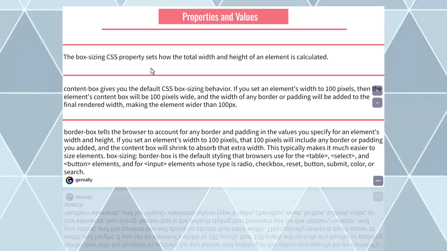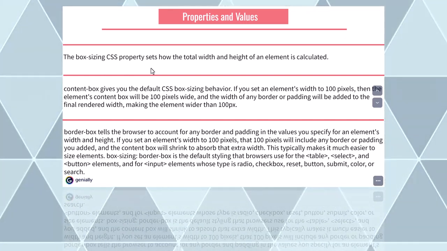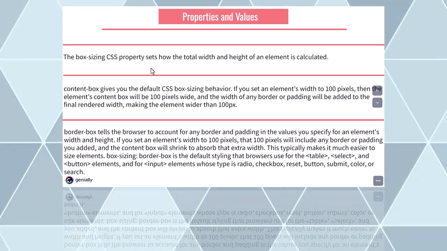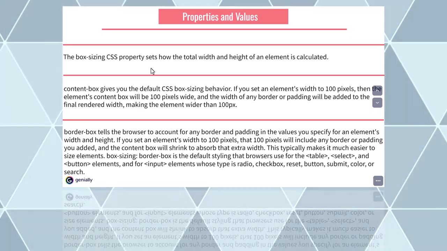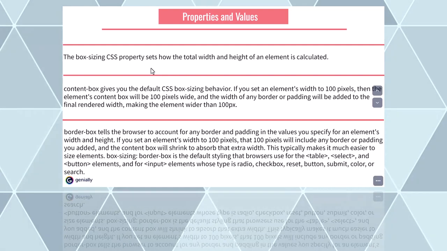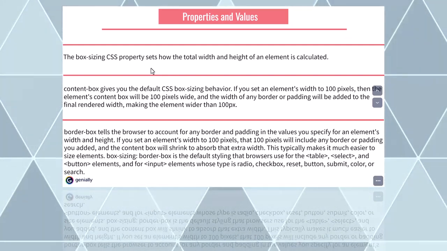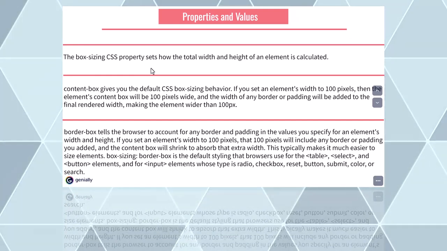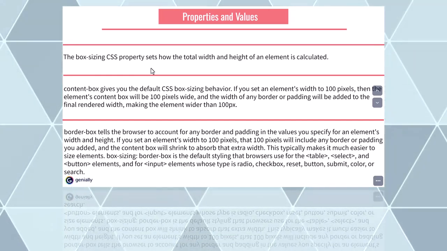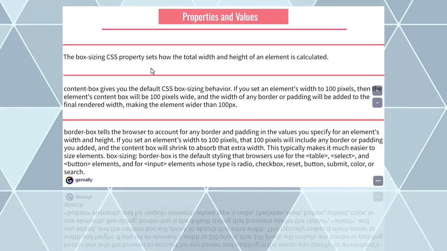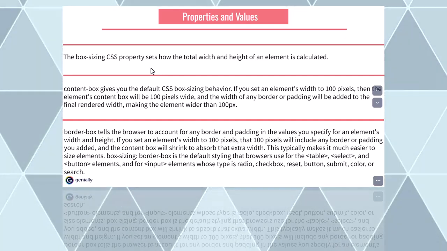Can you quickly go to the browser instead? I want to show the same example. Right click, or you can press Ctrl Shift I in the shortcuts. Scroll down until you see the box model.